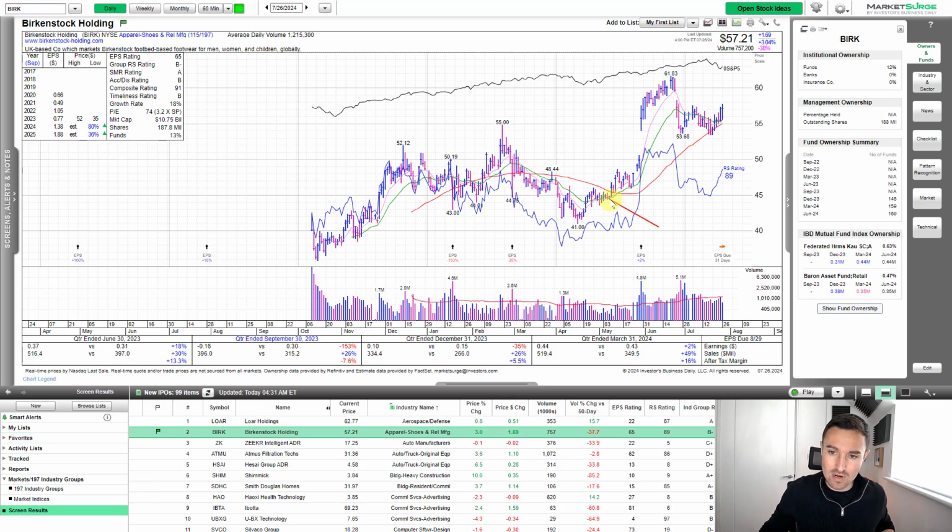For instance, there is a really nice trigger bar around the 10-day and the 21-day, and then you can see the red line here. That's going to be the 50-day simple moving average.